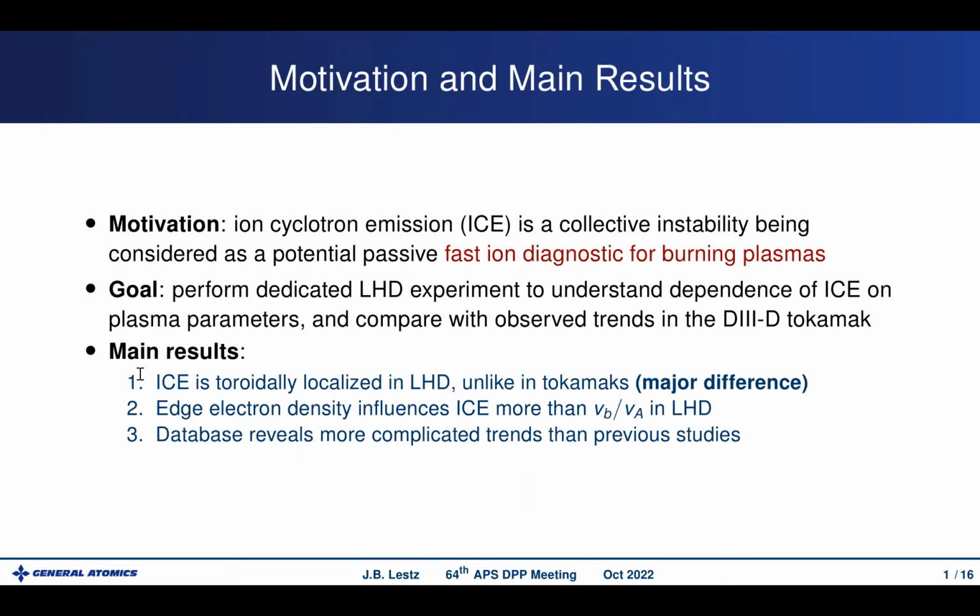Three of the main results are that ICE is toroidally localized in LHD, unlike in Tokamaks. This is a major difference. In LHD, it appears that the edge electron density influences ICE more strongly than the Alfvén Mach number. And this large database we now have in LHD on ICE reveals more complicated trends than were apparent in previous studies.